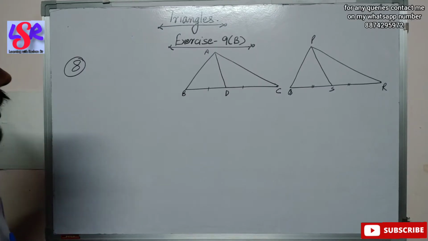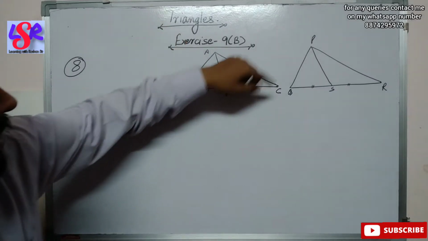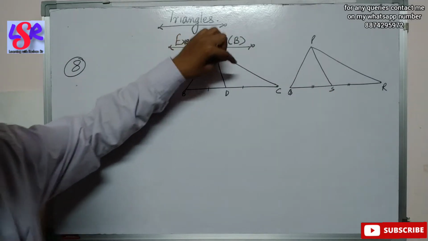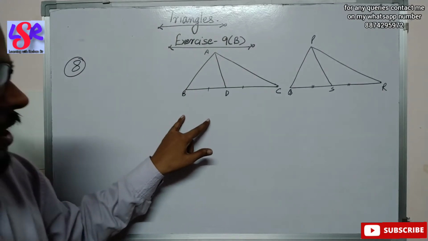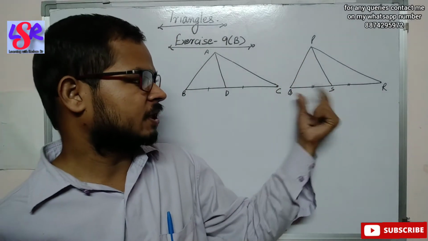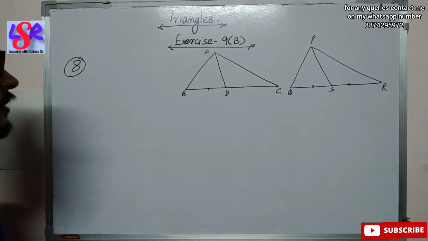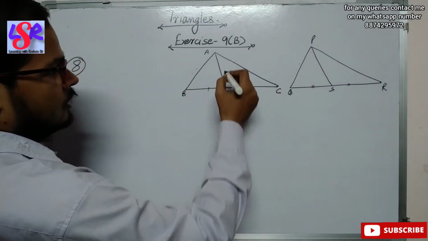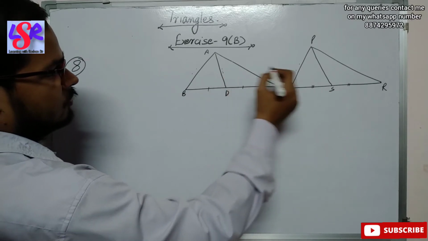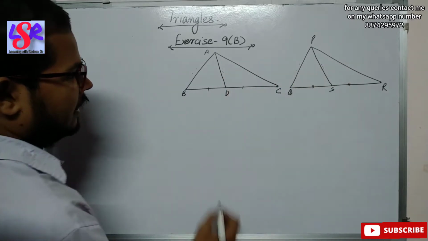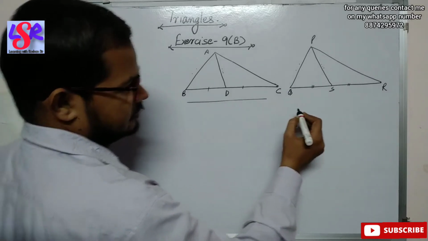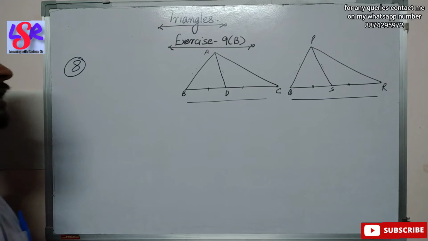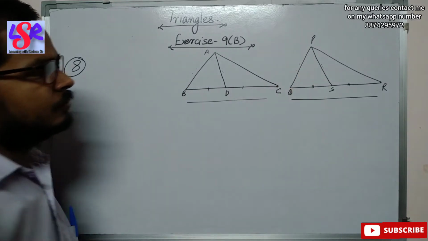Now here in this question we have two triangles ABC and PQR, in which AD is the median of the triangle ABC and PS is the median of the triangle PQR. It has also been given to us that AB equals PQ, AD equals PS, and BC as a whole equals QR. Now we have to prove the triangle ABC is congruent to triangle PQR.